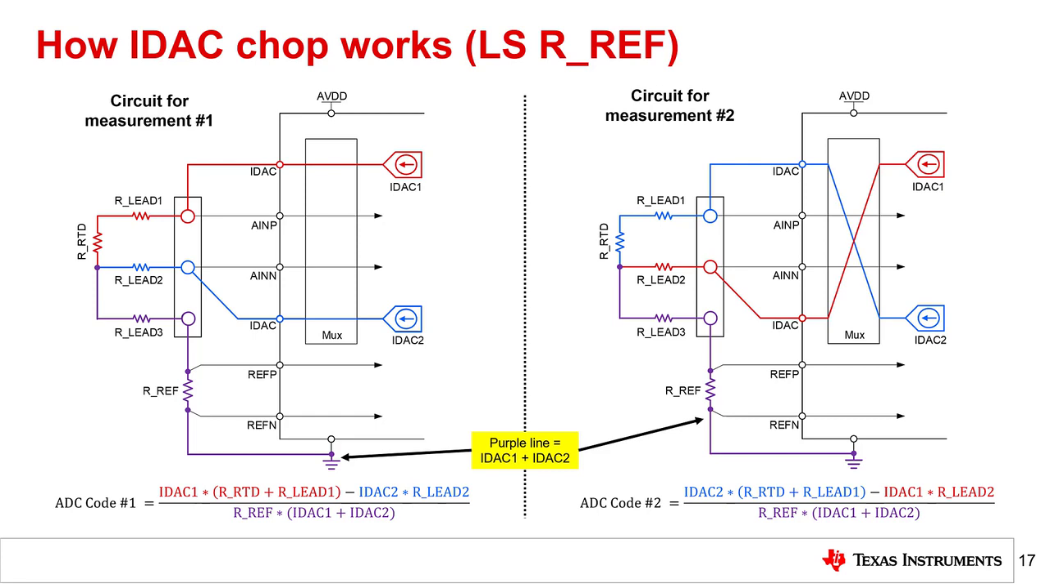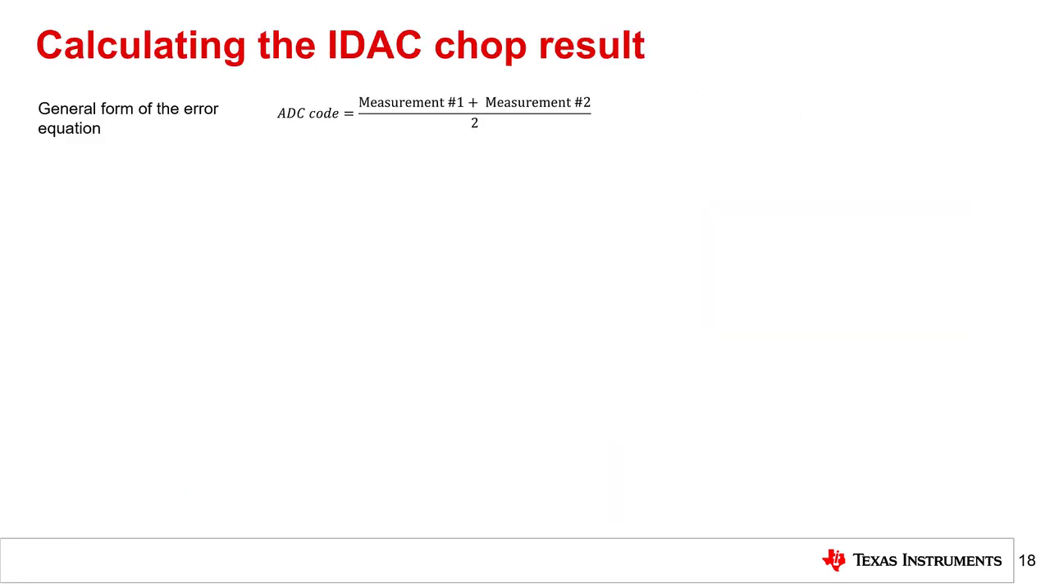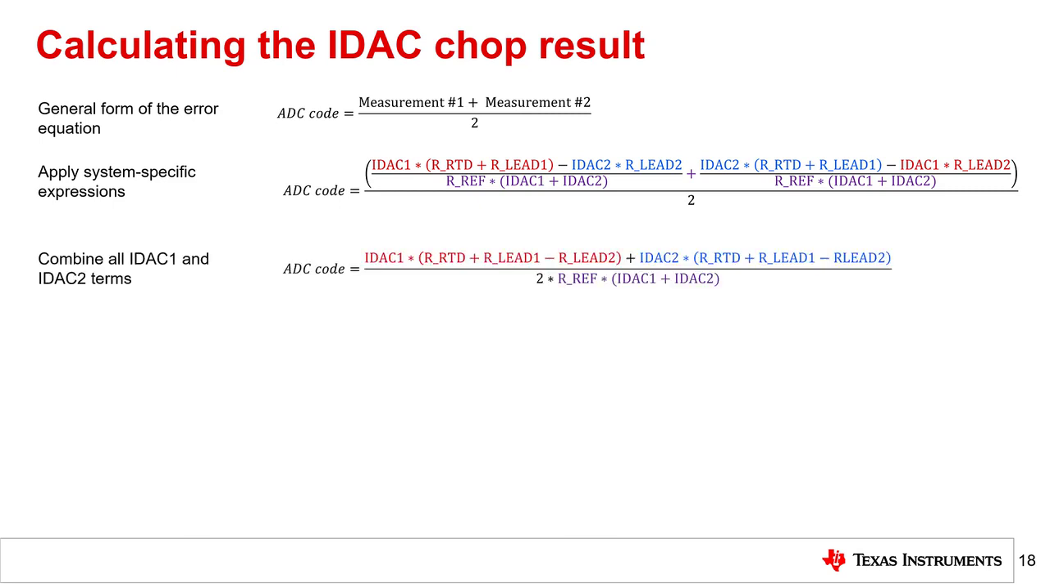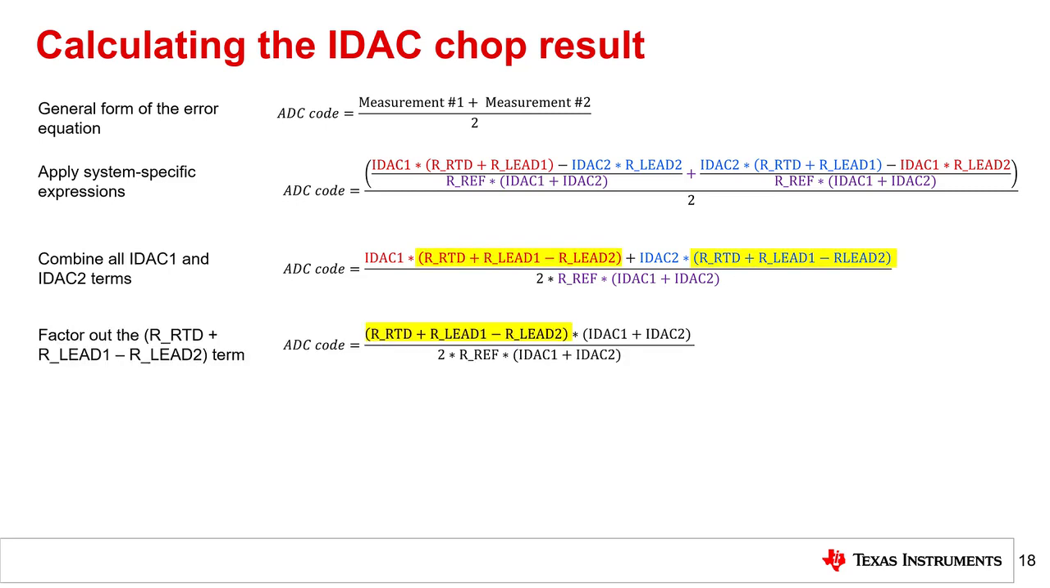Next, we need to take these two measurements and average them together to determine the final chopped result. Let's start with the general form of the averaged ADC code, which is just the sum of each code divided by 2. Applying the system-specific expressions results in the second equation on the right. The color coding from the previous slide has been maintained. Next, combine all of the IDAC 1 and IDAC 2 terms together. The third equation on the right shows how both IDAC 1 and IDAC 2 are multiplied by the same term in the numerator. The fourth equation is further simplified by factoring out this term.